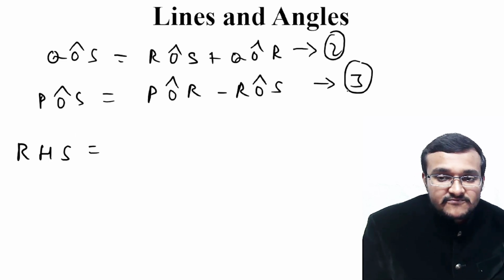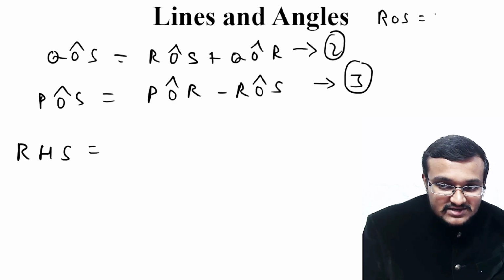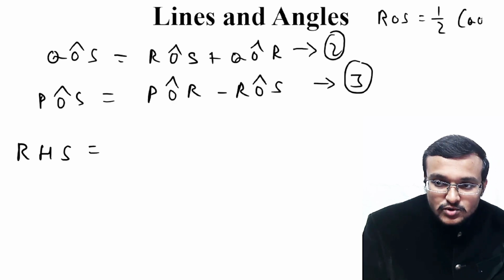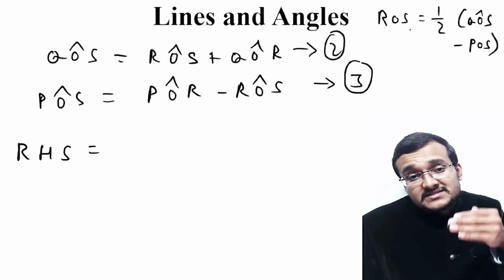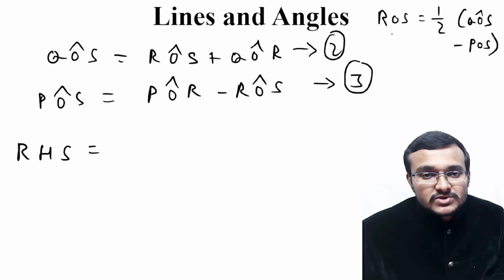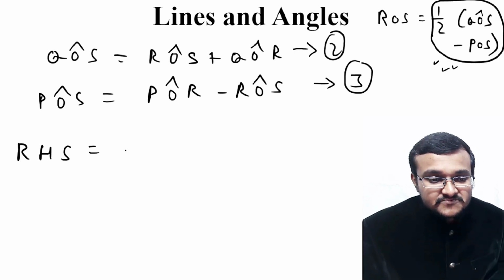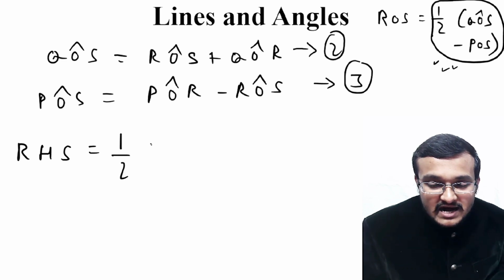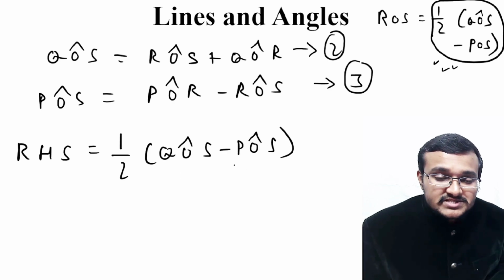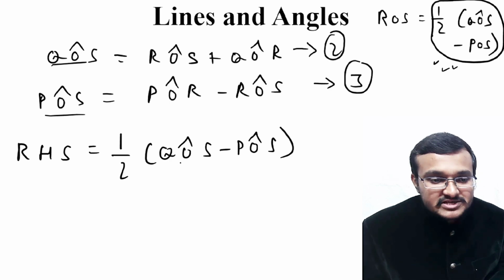Now we'll take the RHS of whatever equation we have to prove. Here we have to prove ROS is equal to 1 by 2 into (QOS minus POS). Here we can take the LHS and prove that it is equal to the RHS, or we can take the RHS and prove that it is equal to the LHS. So now we'll take this RHS and try to prove that it is equal to the LHS. What is there in the RHS? We have half of (QOS minus POS), with QOS and POS inside the bracket.